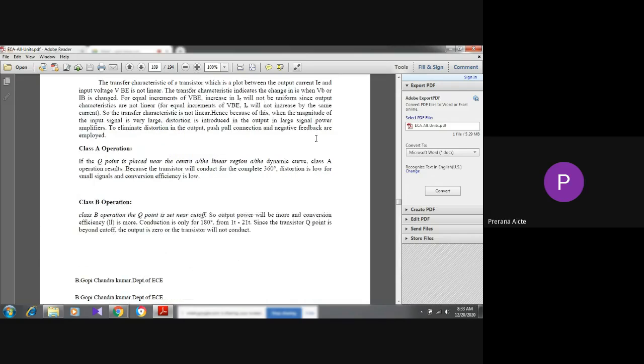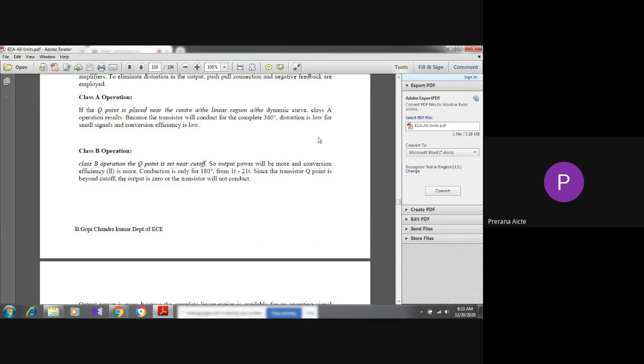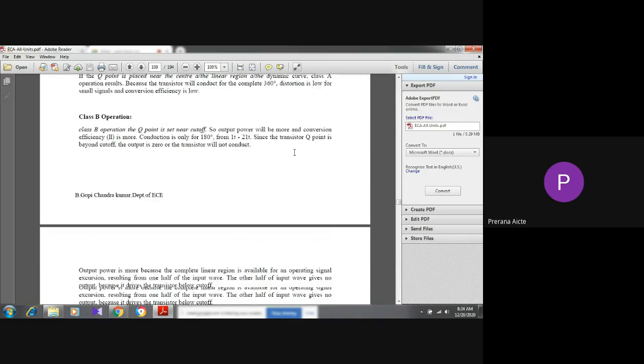Next, what is class B? In class B, the conduction angle is 180 degrees, and the Q point is near the cutoff region. These are the two points. The conduction angle is 180 degrees, which means you will get only half of the cycle. For a full sine wave input, you will get output for only a half cycle. That is class B.